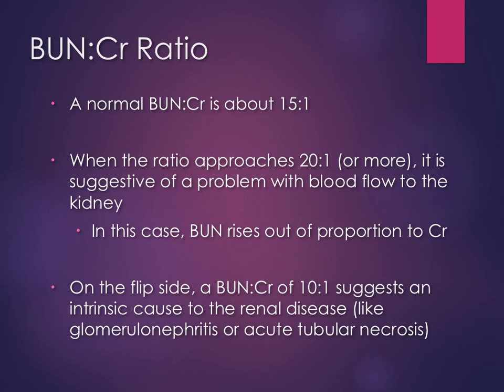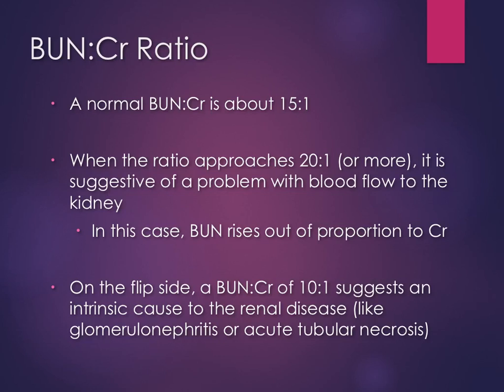Okay, the BUN to creatinine ratio. This is important and it's going to help you out in a lot of clinical situations. A normal BUN to creatinine ratio is about 15 to 1. When the ratio approaches 20 to 1 or more, it's suggestive of a problem with blood flow to the kidney. This can typically be because of dehydration or an acute hemorrhage or even a chronic slow hemorrhage, like with a slow GI bleed. An increased BUN to creatinine ratio suggests that there's a problem in the pre-renal phase. So once again, think of it either being blood or fluid.